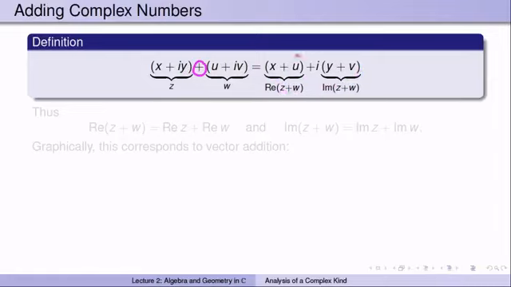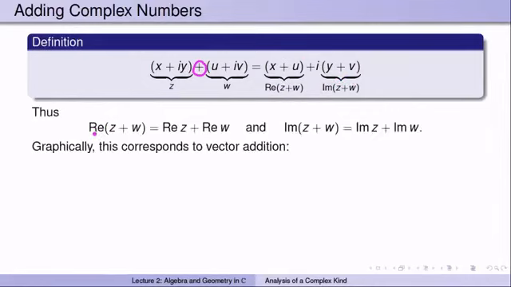And so our resulting complex number has a real part, which is the sum of the two real parts, and has an imaginary part, which is the sum of the two imaginary parts. In other words, the real part of z plus w is simply the real part of z plus the real part of w, and the imaginary part of z plus w is simply the imaginary part of z plus the imaginary part of w. Let me give you an example.